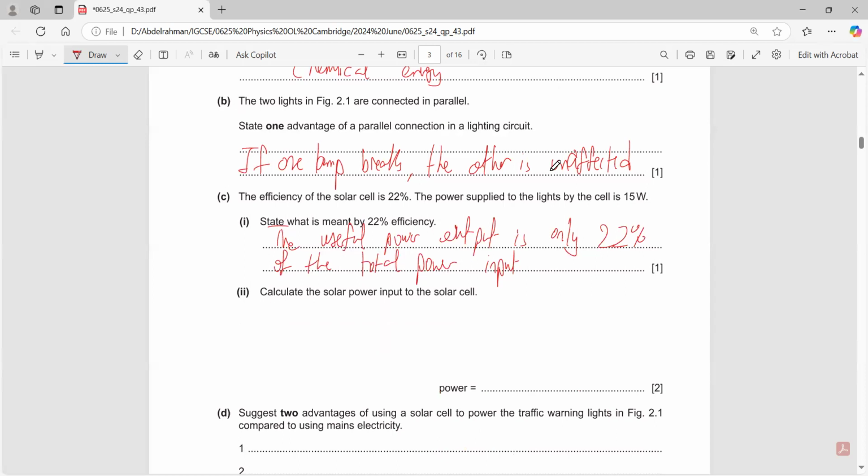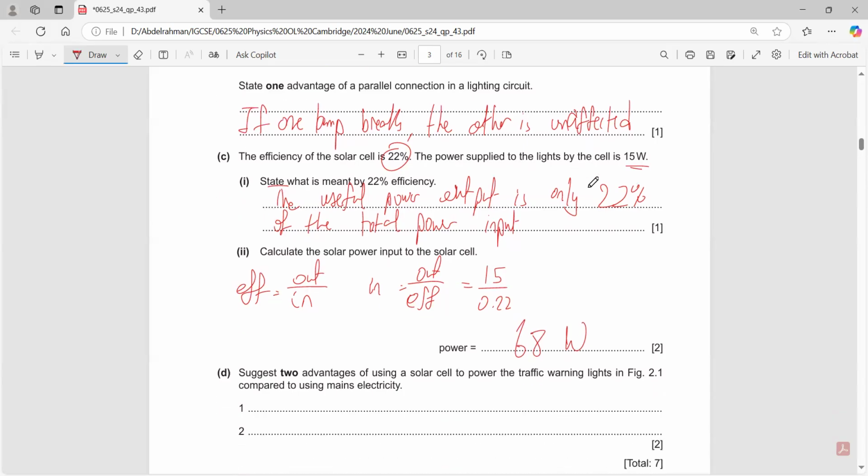Can I find the total power input? Yes. The power supplied to the lights is 15 watts, so this is the output. Efficiency equals useful output over total input. To find the input, it is output over efficiency, which is 15 over 0.22. 15 divided by 0.22 is 68 watts.